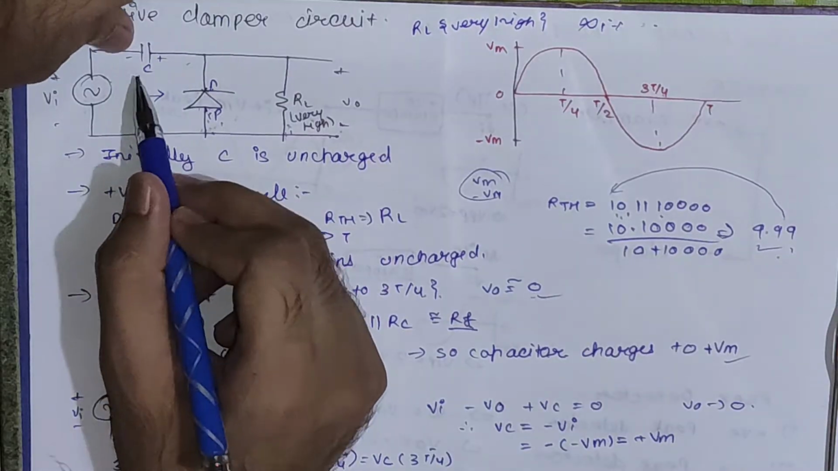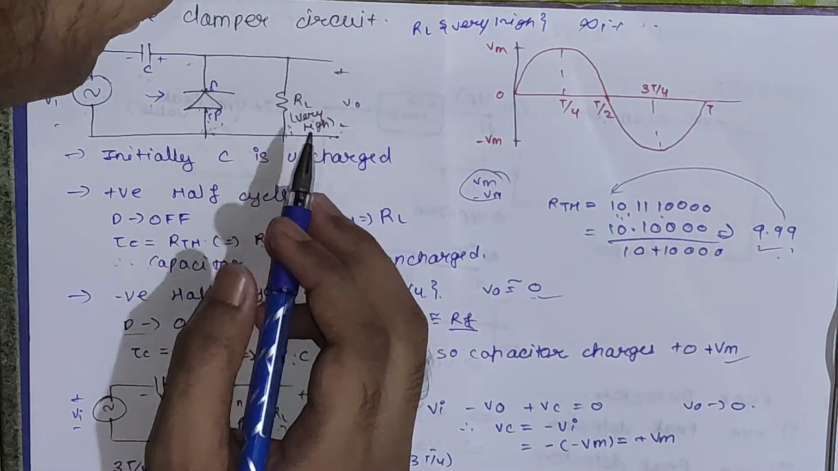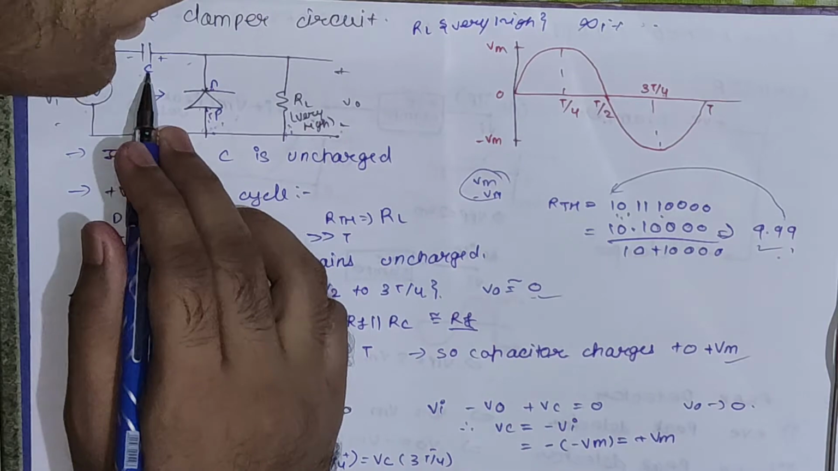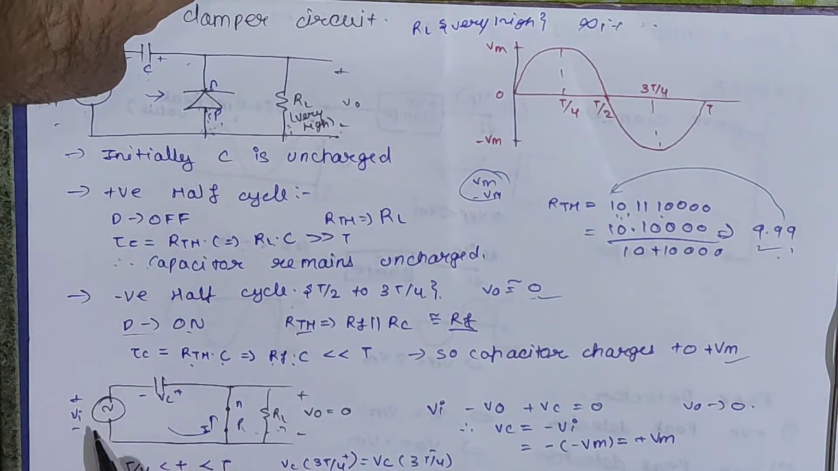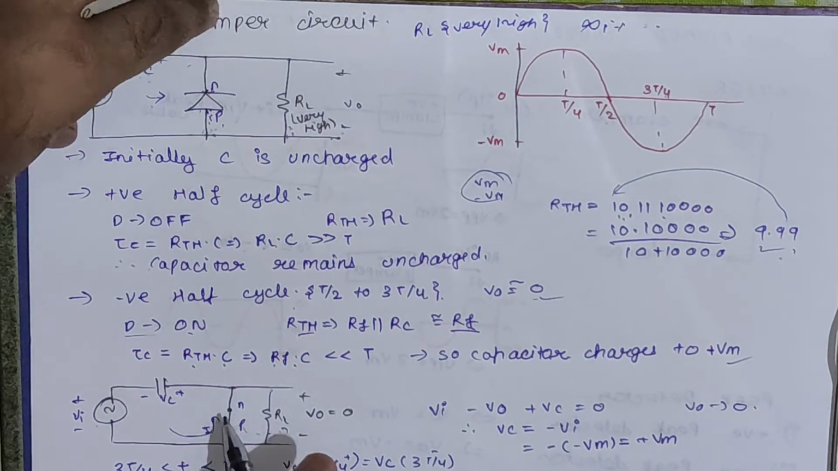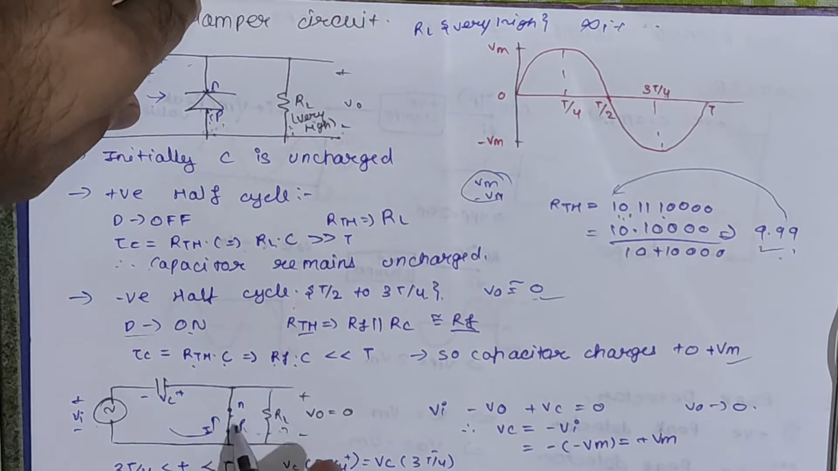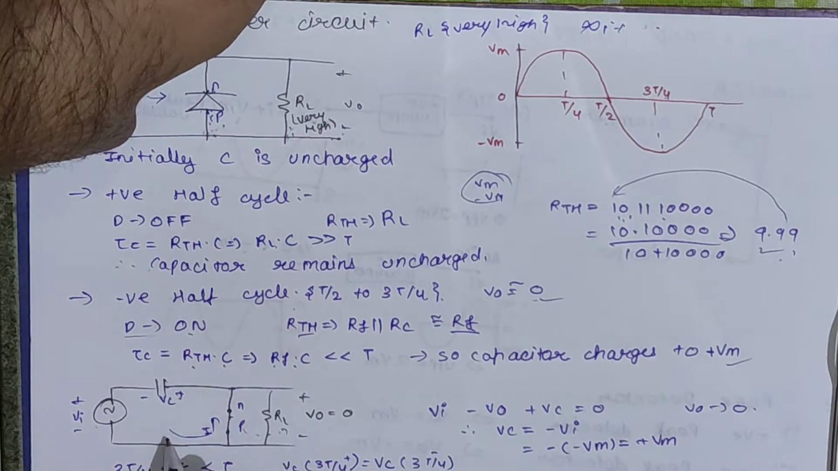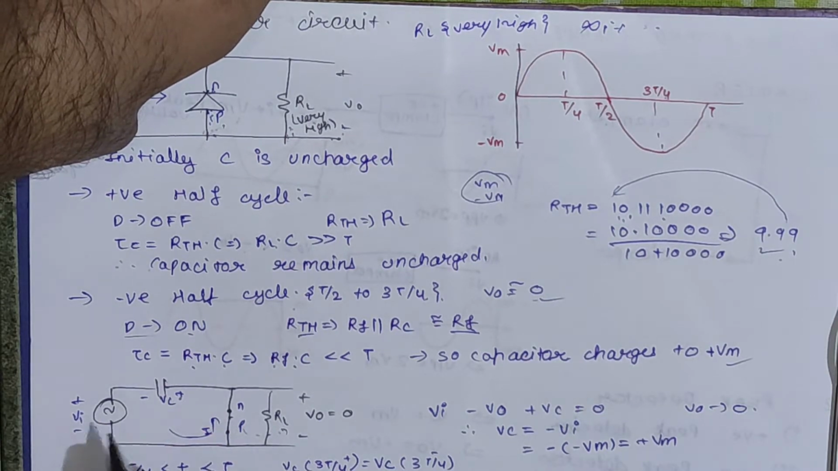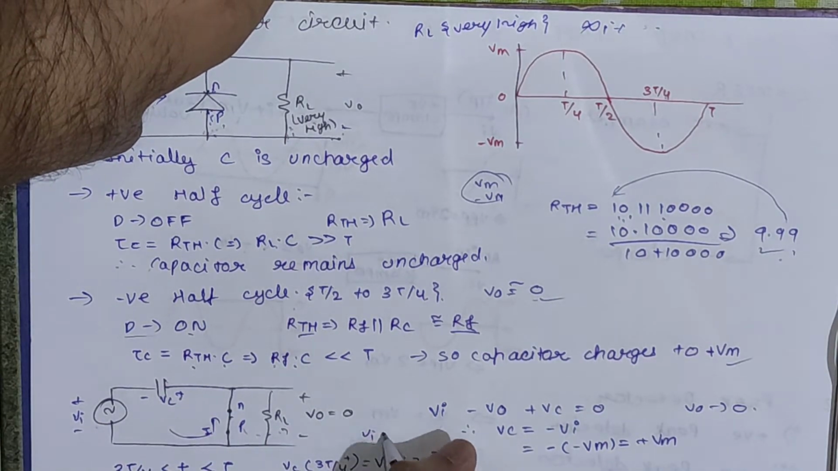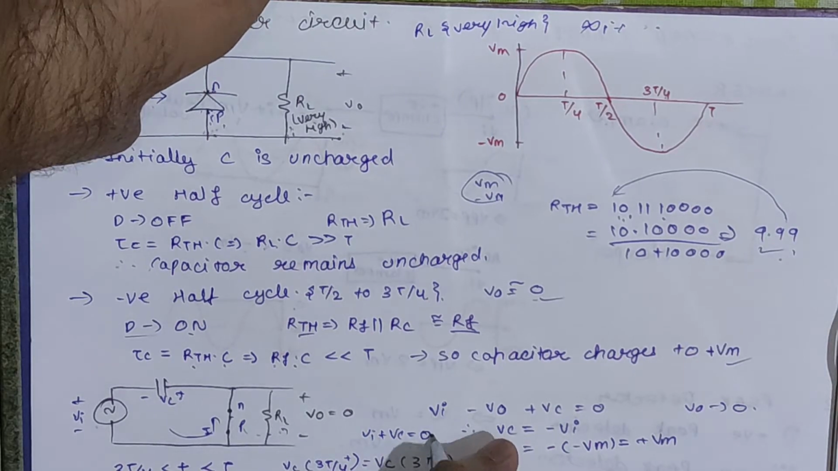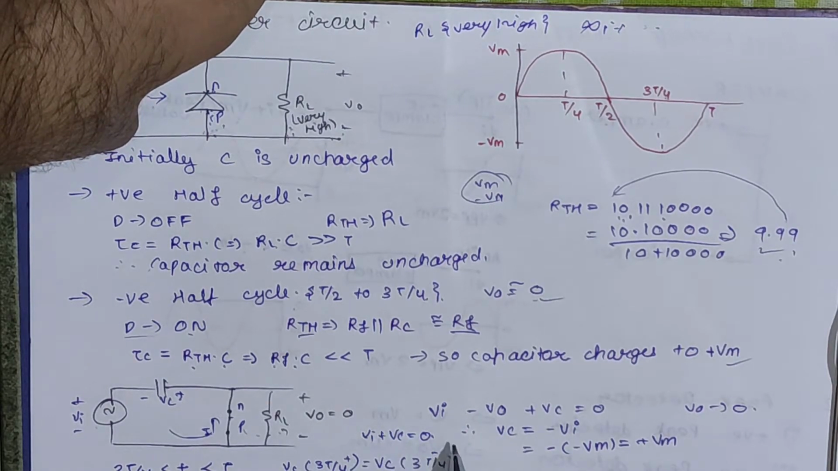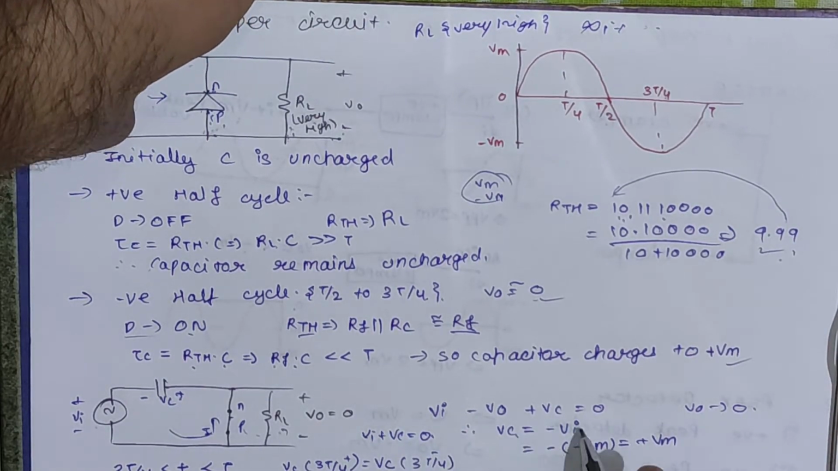So now we know the polarity of the capacitor. We just want to know the magnitude of this capacitor voltage. For that you can follow this circuit. Here we know that the diode is in on condition, so I have replaced it with a short circuit. Now if you use KVL, you can see we will have plus VC plus VI equals 0. So VI plus VC equals 0. Now if you take VI to this side, you will get VC equals minus VI.